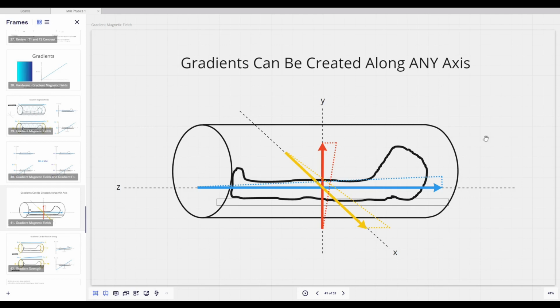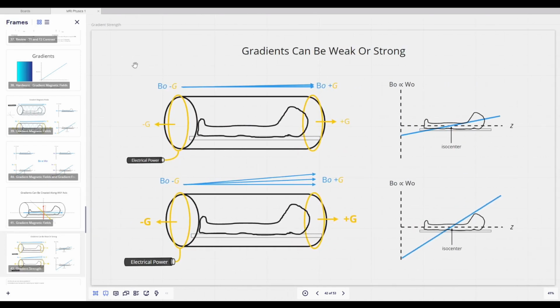If we wanted to apply it in the y-axis, right, we might have a coil up here, a coil down here, and the field would get stronger as you go to the top, or we could reverse it. You can flip these things around. So the takeaway here is just that the gradients can be created along different axes, but for simplicity's sake, we're going to keep everything in the same plane.